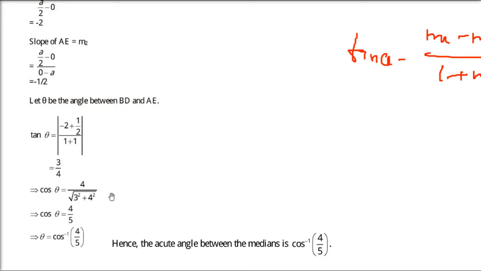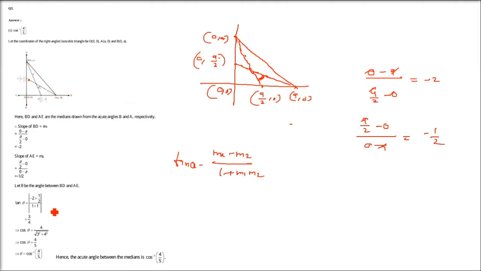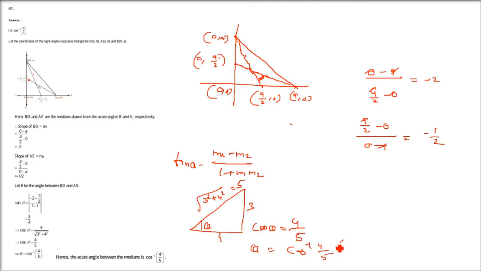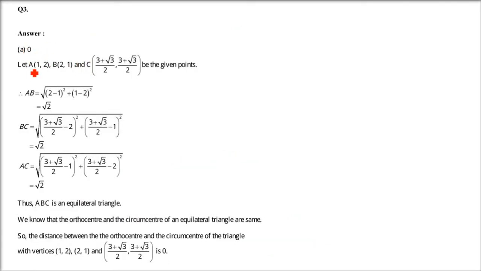Now cos theta you have to find out, because the answer is not given in the tan form. So cos theta, how do you find out? You know tan theta. Tan theta is perpendicular by base. So if you know perpendicular by base, you can find out the hypotenuse. So this is 3 and 4, perpendicular and base. So the hypotenuse will be the square root of 3 square plus 4 square. It will be 5. So cos theta is base upon hypotenuse. What is base? 4. Hypotenuse is 5. 4 by 5 is cos theta. So theta will be cos inverse 4 by 5. This is the answer. So the C option is correct here.